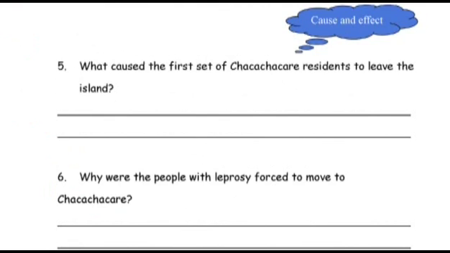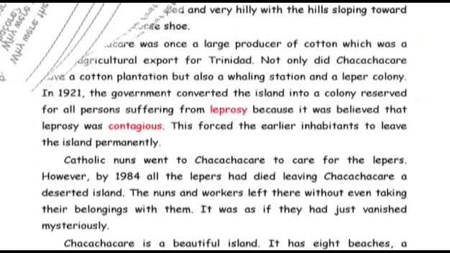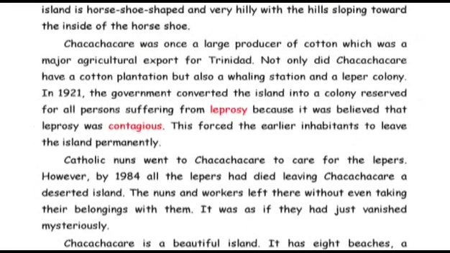Cause and effect. Question 5. What caused the first set of Shakashakari residents to leave the island? Let's scan the passage to see who the first set of residents were. Remember, the word residents means inhabitants, or the people who live in an area. Look for the word residents or the word inhabitants. This word is our context clue that will help us find the answer. Good! There it is in paragraph 2.